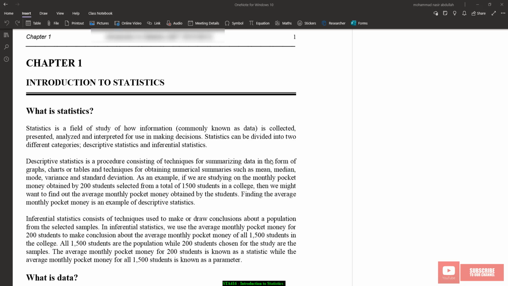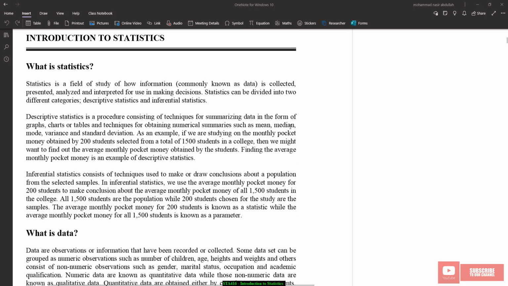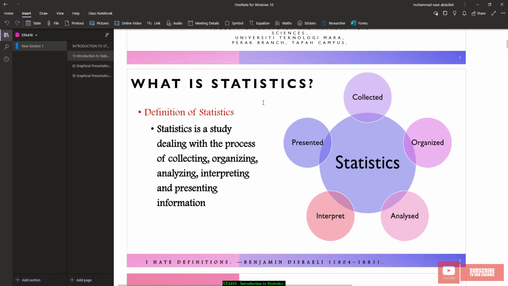So today we're going to learn a new first topic in our subject STA 41416, right? So in our first topic, I'm going to introduce to you the introduction to statistics, right? First of all, we need to understand what is the definition of statistics. So the definition of statistics is a study that deals with the process of collecting data, right? Collecting data, organizing data, analyzing data, interpreting and presenting the data.